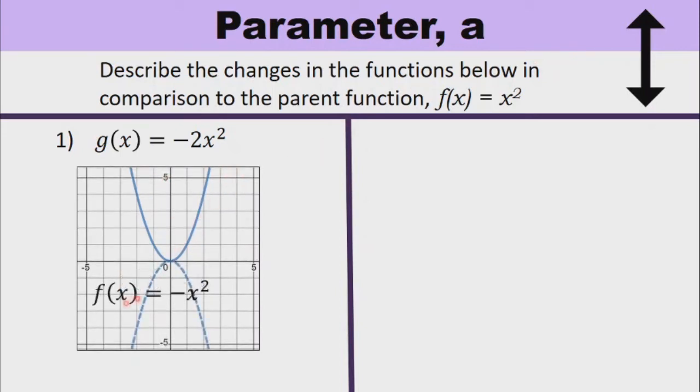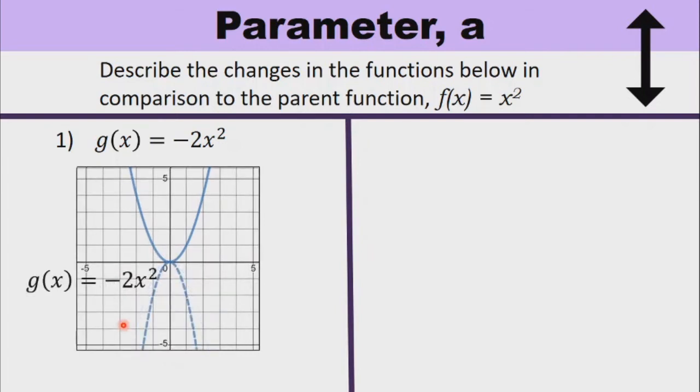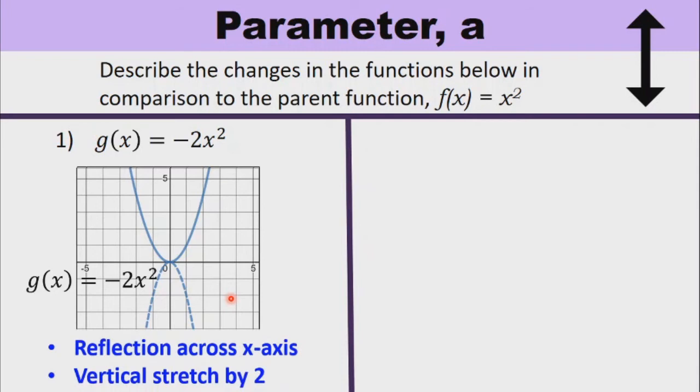Now you see, if I just graph the negative x squared, this is the reflection across the x-axis. And now if you graph the entire g of x, you see that in addition to being reflected, this graph also appears to be narrower than our parent function. That means it has been stretched along the vertical direction. So what do we have? We have a reflection across the x-axis, and a vertical stretch by a factor of 2.